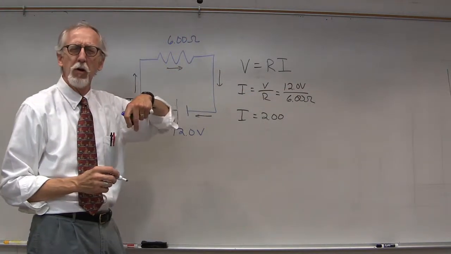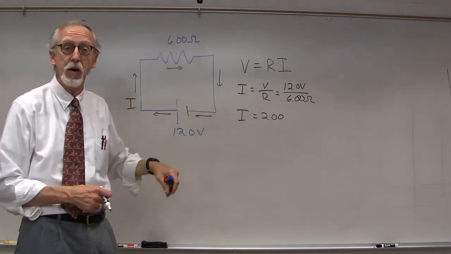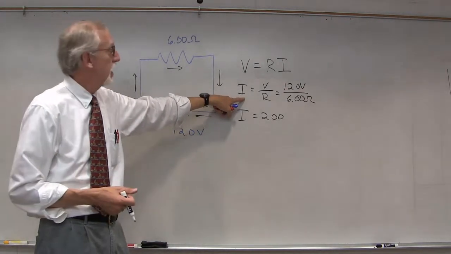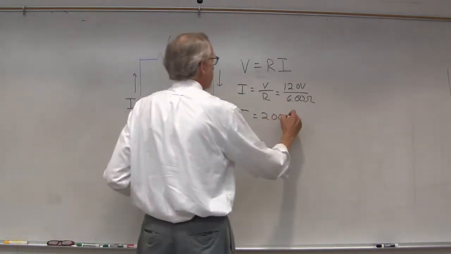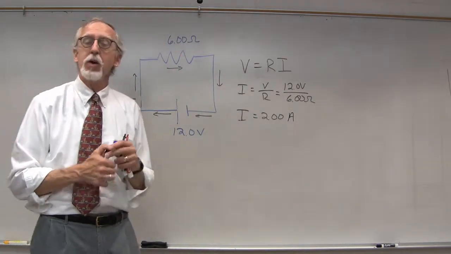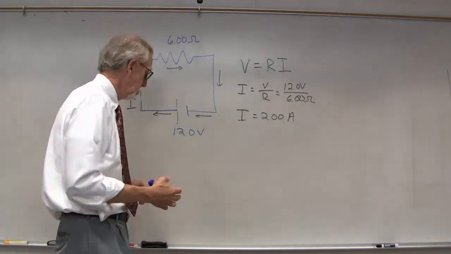What's a volt per ohm? Well, remember, if we put in SI units for all of our variables, then our answer will come out with the SI units for that particular term, and we know the SI units for current are amps. So amps, 2.00 amps.